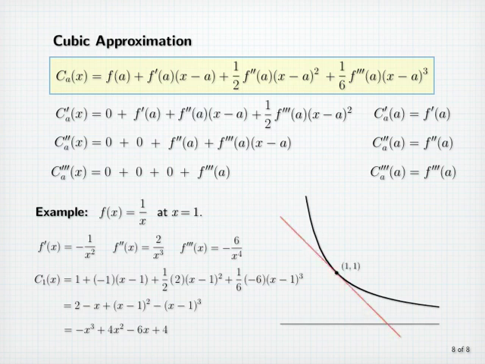So let's look at the graph of y equals 1 over x again at x equals 1. Recall that the linear approximation's graph is simply the tangent line. Here's the graph of the quadratic approximation. And now let's look at the graph of the cubic approximation. Notice that it follows the curve very closely near the point (1, 1).